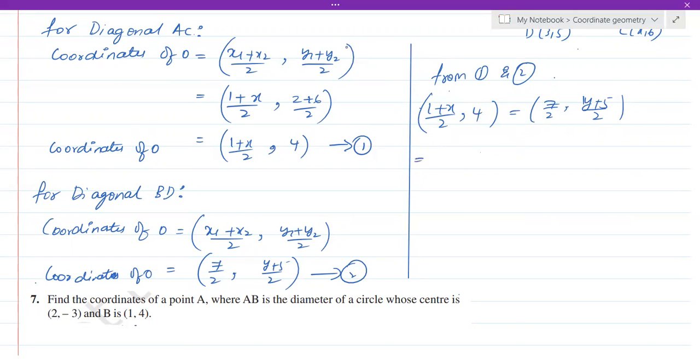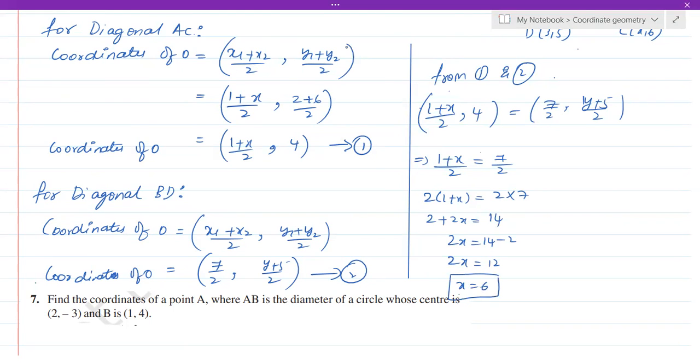So which implies 1 plus x by 2 is equal to 7 by 2. Both the denominators have got 2. You can cancel it or you can cross multiply it. So it becomes 2 into 1 plus x is equal to 2 into 7. So 2 plus 2x is equal to 14. Therefore, 2x is equal to 14 minus 2, so 2x is equal to 12, which implies x is 6.